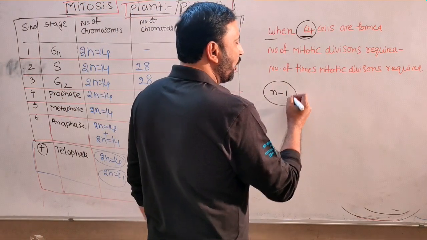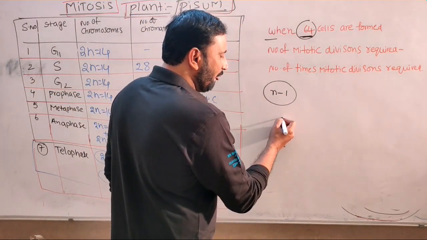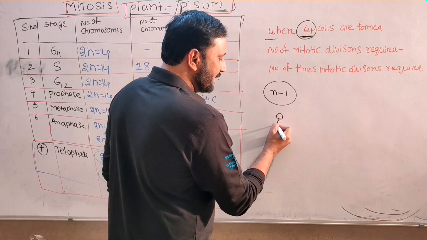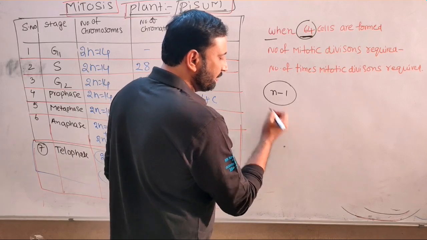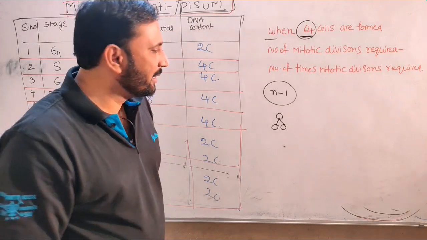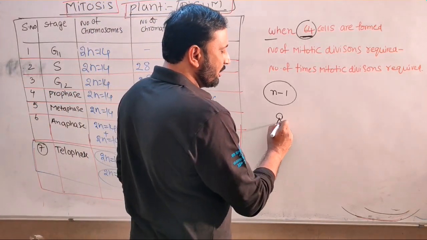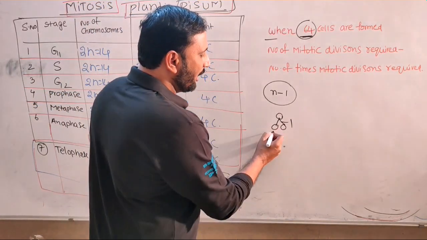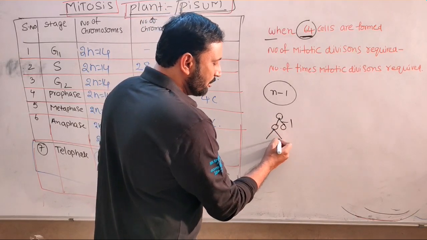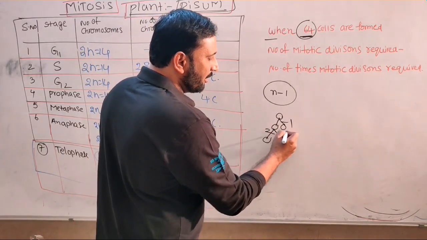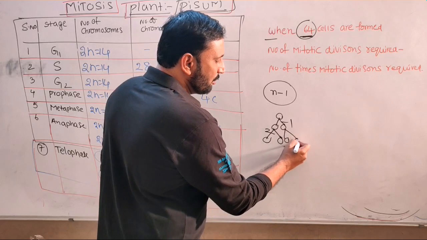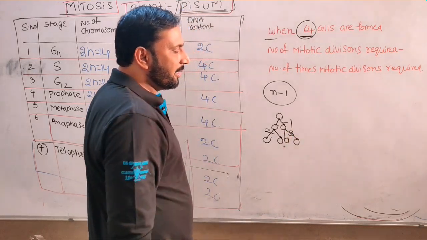So how I am giving the explanation. For example, one mother cell divided into two daughter cells. This is the one mitotic division. Again, this mother cell divided into two daughter cells. This is the second mitotic division. This mother cell divided into two daughter cells. This is the third mitotic division.